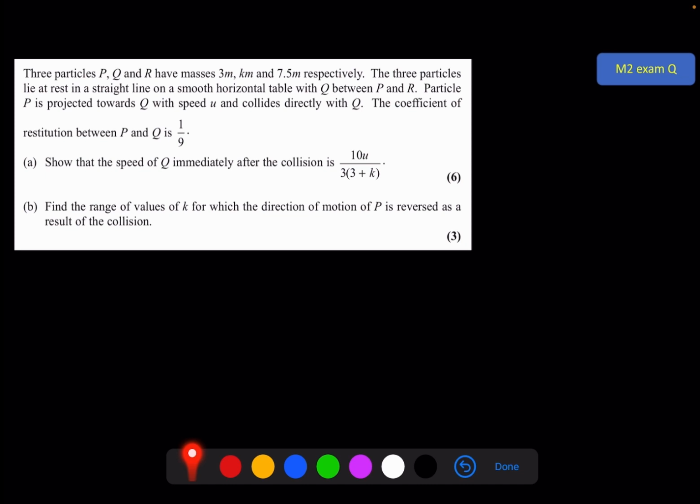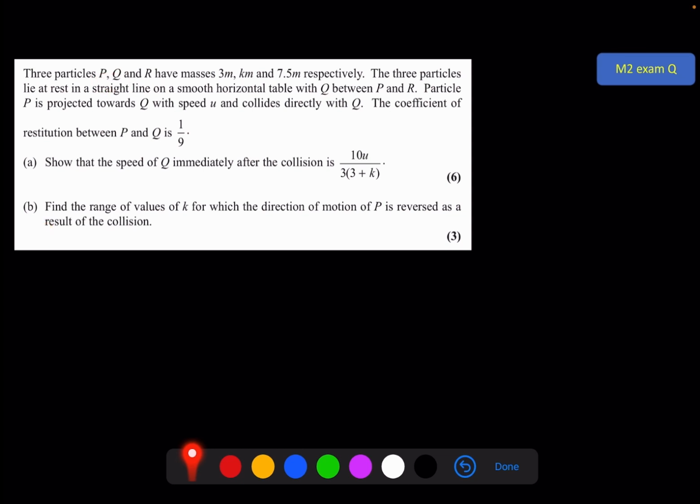Exam question on the screen to review what we've done so far. Three particles, P, Q and R, have masses 3m, km and 7.5m respectively. Now because we're not going to do part C until video 5, we don't need to worry about R, we're just going to look at P and Q for A and B.